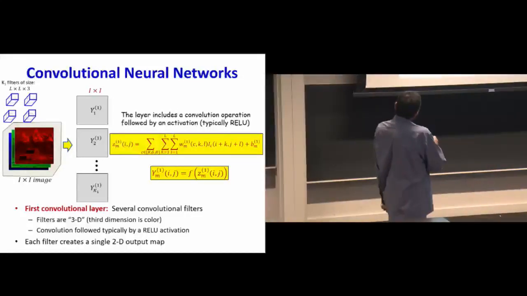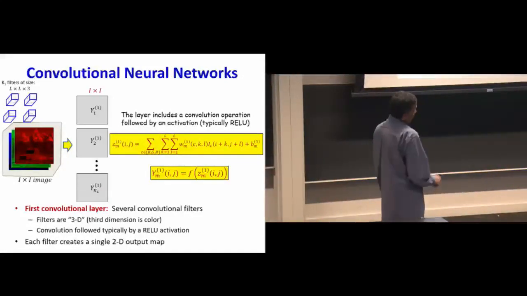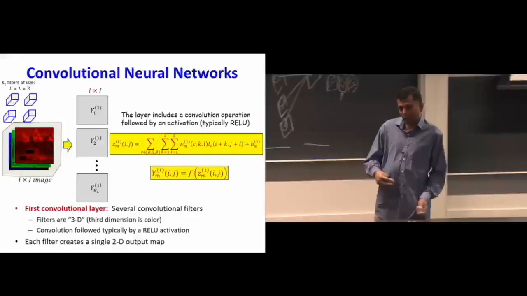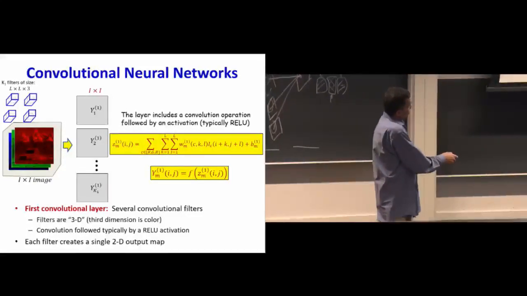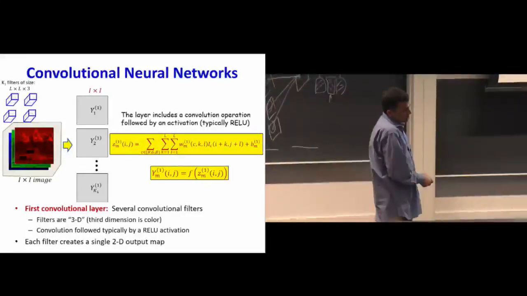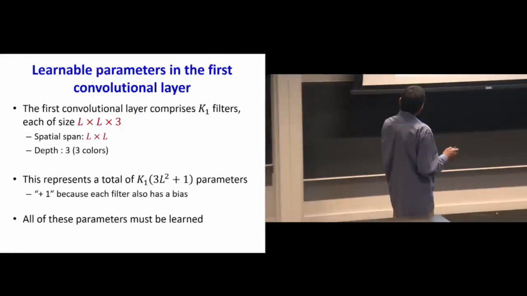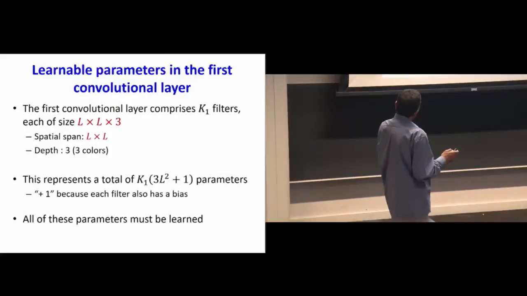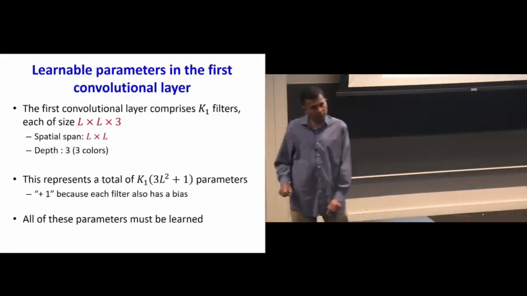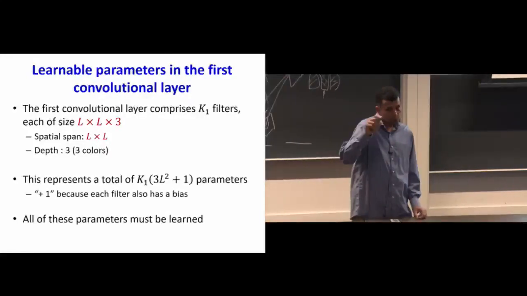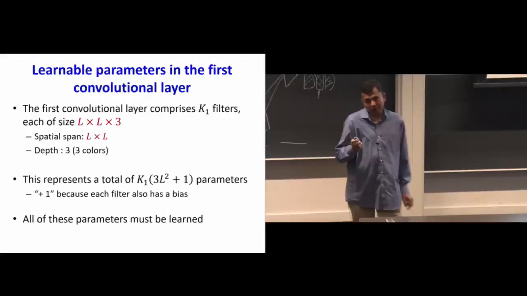For each of these filters, at each position, I can compute the z value, which is obtained by simply placing this filter on the corresponding location and taking an inner product between the filter and the input itself. Then the actual output is obtained by applying an activation to these z values. So you'd get a bunch of outputs. For the first layer alone, you're going to have K1 times (3L squared plus 1) parameters, where the plus 1 accounts for the bias.